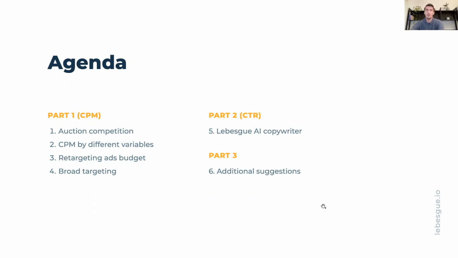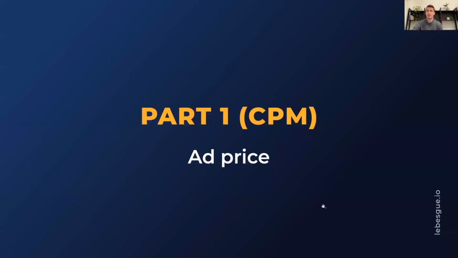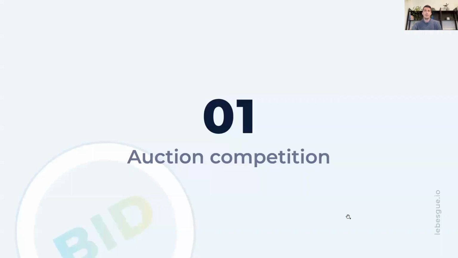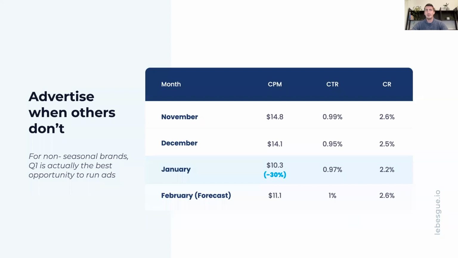So without further ado, let's get on to part one, which is going to be focused on ad price, that is CPM. What you should be focused on is auction competition. Now that it's Q1, we found this is the best possible time to advertise for businesses that are non-seasonal brands. And as I've mentioned, we're working with over 500 Shopify businesses, which I'm guessing most of you participating in this webinar are.